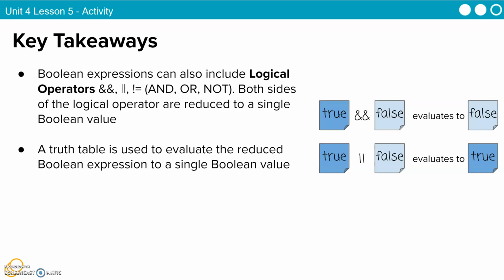Okay, now that you've answered that last question, you're good to go. You have just learned about conditionals and you're ready to try coding some stuff with conditionals. Good job, guys.